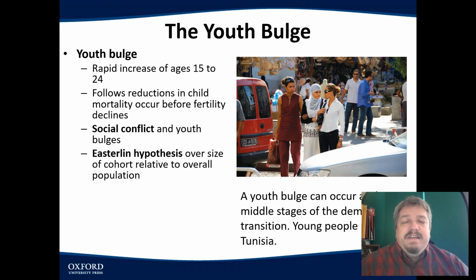This ties into the Easterlin hypothesis. This is a theory that says that the size of your cohort matters. A cohort is a group of people that you are in. So if you were born between 1995 and 2005, that's your cohort, right? People who are basically within 10 years of your birth. And the effects depend on that.